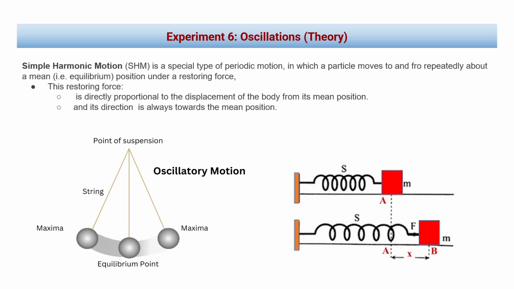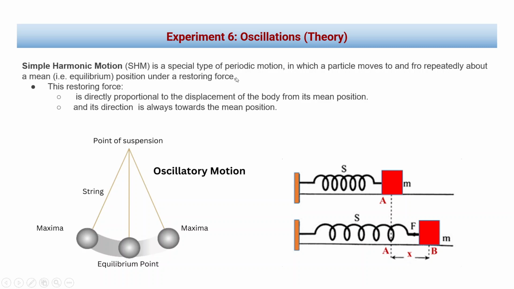So first let's understand what's oscillation or what's simple harmonic motion. These things we have studied, like what is periodic motion, which repeats after a certain time. I mean, the body comes to the same position after that same amount of time, then that kind of motion is called periodic motion. But then what's simple harmonic motion? Simple harmonic motion is a special type of periodic motion. Here also the body comes to the same point after a certain time, but in this a particle moves to and fro repeatedly about a mean position or equilibrium position.